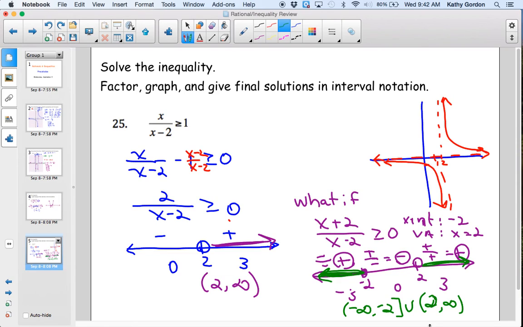All right, so we've got a little bit more than 10 minutes. So you've got a little bit of time that you can go to some of the rational and inequality problems that were suggested on the checklist. Work a couple of those out before you leave.